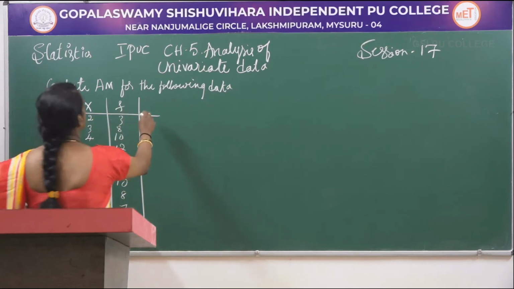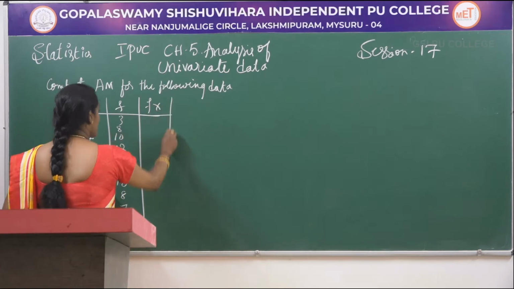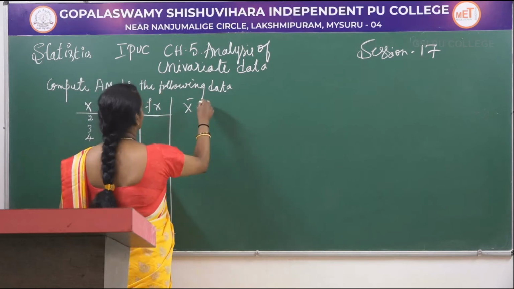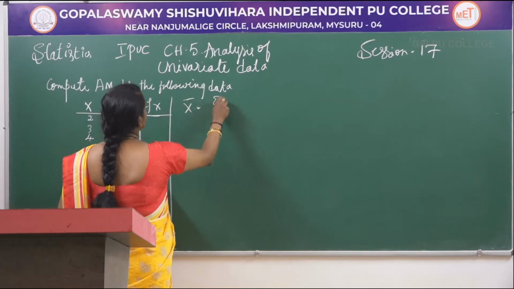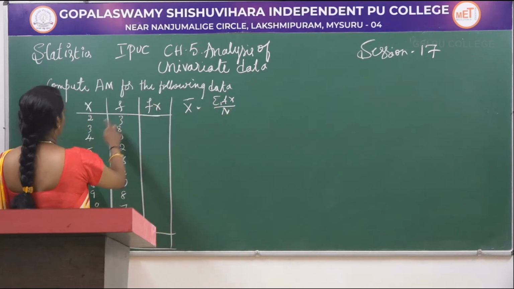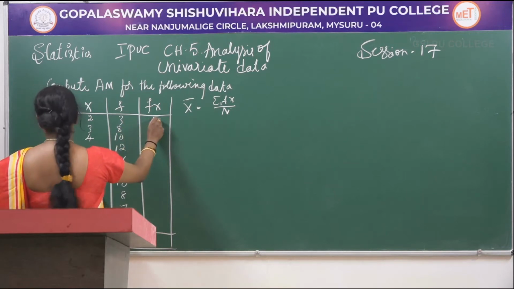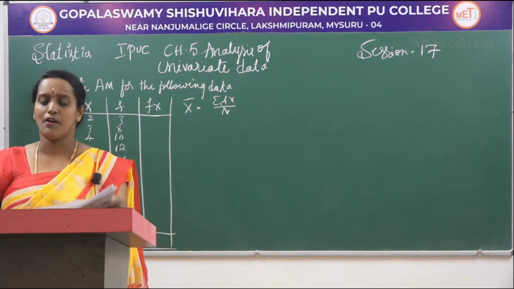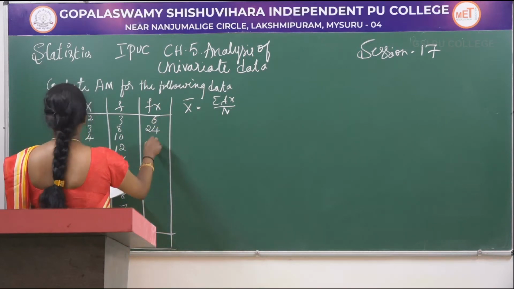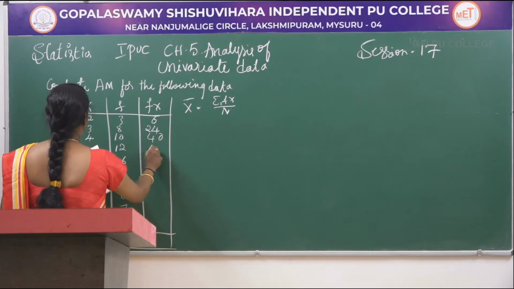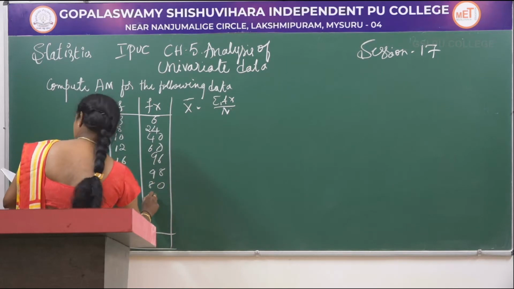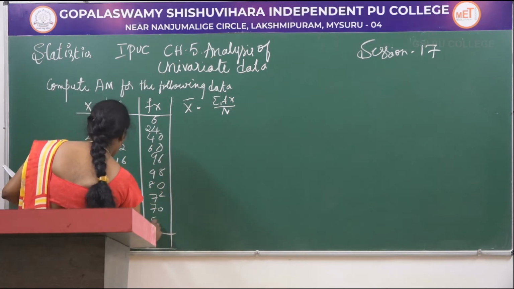Since this is a discrete type of data, directly we can solve this using the formula. The formula to find this AM, arithmetic mean, that is x bar, is summation of fx divided by capital N. So to find fx we have to take the product of f into x. Here we are having the values like this: 6, 24, 40, 60, 96, 98, 80, 72, 70, 55.